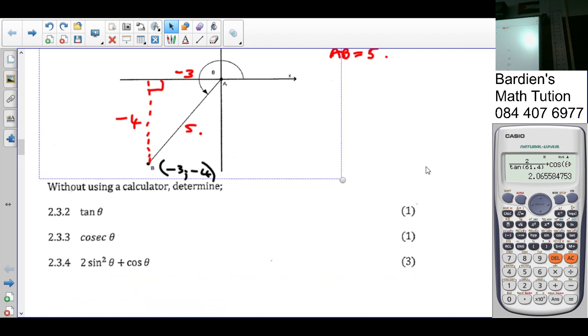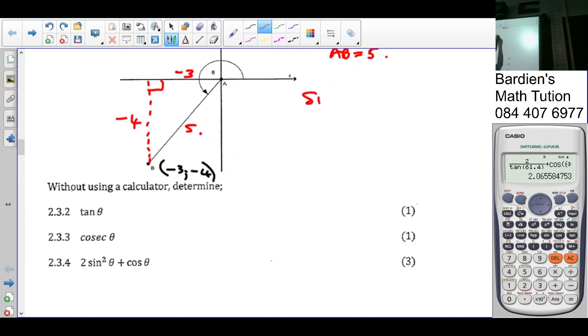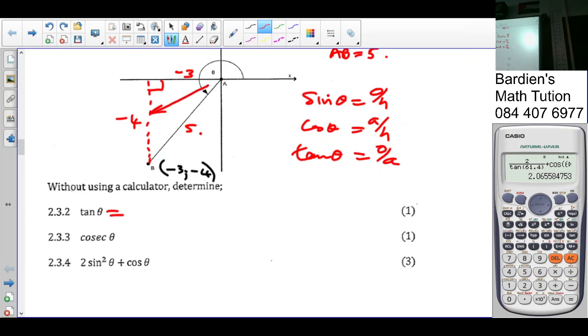The second question, sorry, it says without the use of a calculator determine tan of theta. So again, sine, cos, tan, Oliver has a hat of apples. So tan stands for opposite over adjacent. Now that's your reference angle. Opposite is -4 over -3, which is 4 over 3. Okay.